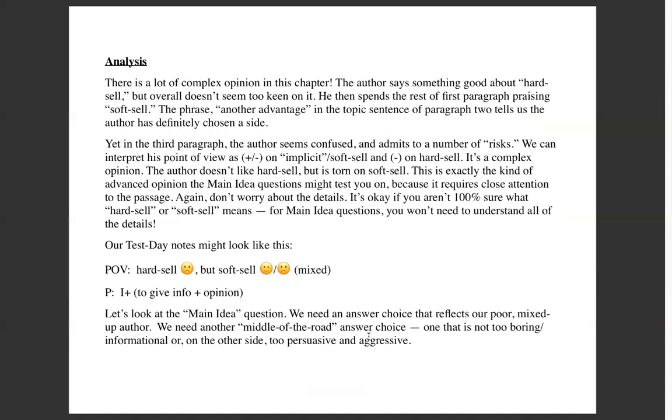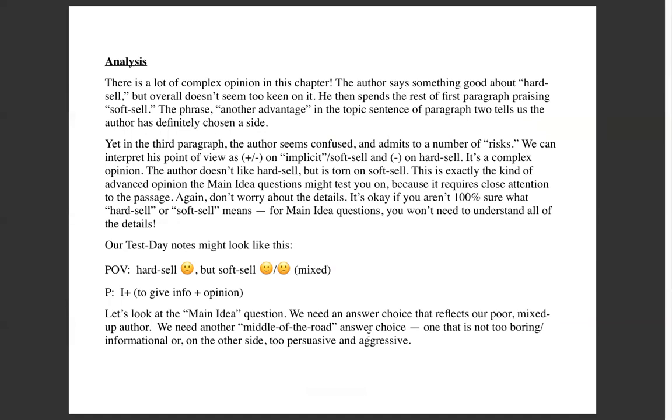You know, if the author is like, we have two approaches, here's the pros and cons of this approach, here's the pros and cons of this other approach. Yeah, he's not really taking a firm side. So you really have to chart that language to be able to pull that out. Again, most students are going to be obsessed with trying to figure out what the hell hard sell and soft sell actually means.